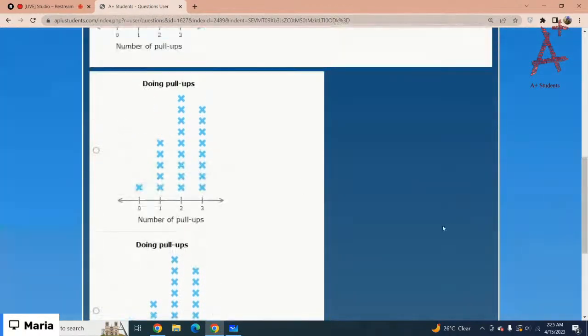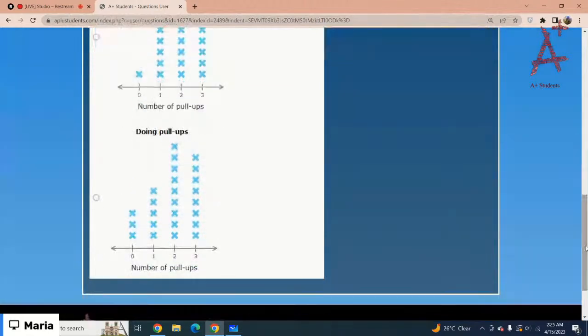Got it? Because for 0 it would be 3. Here is the one. 3, 5, 9, and 8. You can calculate, count the crosses. Got it? So the second option is the correct option. Got it?